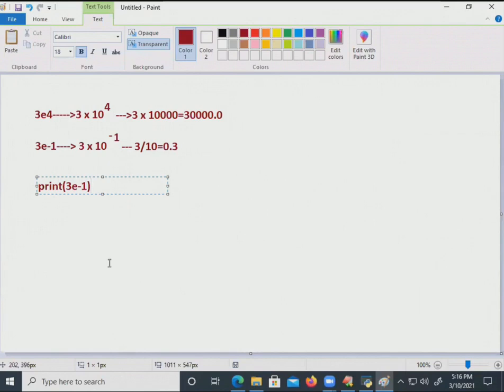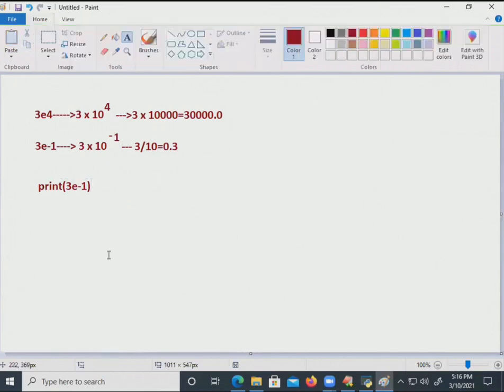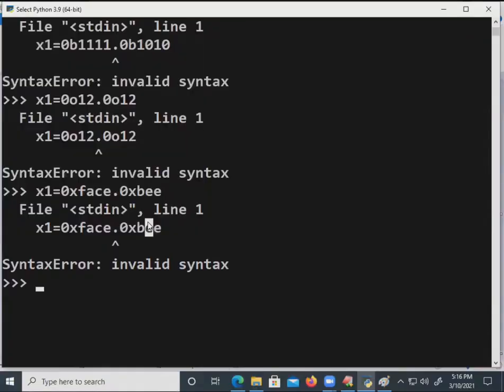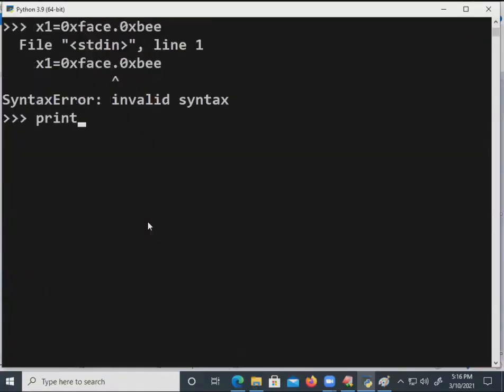So, if anybody asks you tomorrow, print of 3e minus 1, they will ask you this question. What is the output? If I don't cover this point, you will not understand what it is. Maybe you will think valid or invalid. So let us go to the Python window and check it out. Print of 3e minus 1. See the answer, what is coming? 0.3. Very, very, very important points these are.